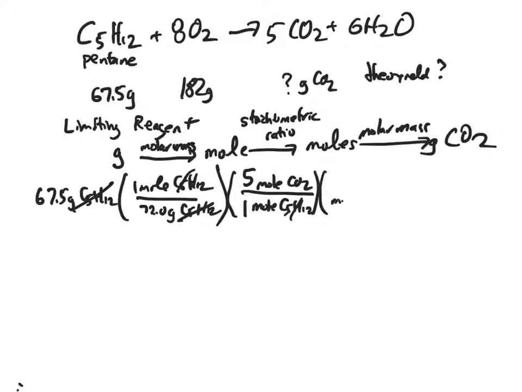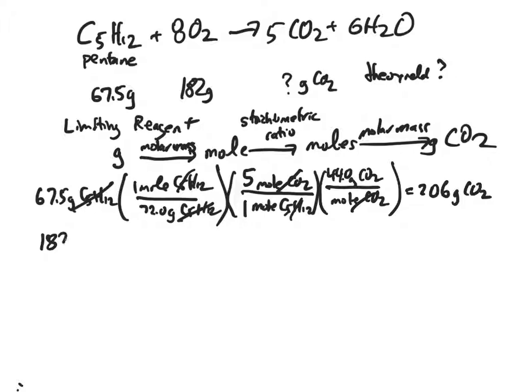Now we have to convert moles carbon dioxide to grams carbon dioxide. And it's 44 grams of carbon dioxide per mole. Now moles carbon dioxide cancels, we wind up at grams carbon dioxide, and we will see that we will produce 206 grams of carbon dioxide if all 67.5 grams of the pentane is consumed. But we're not finished. We have to work it through using the other reactant.